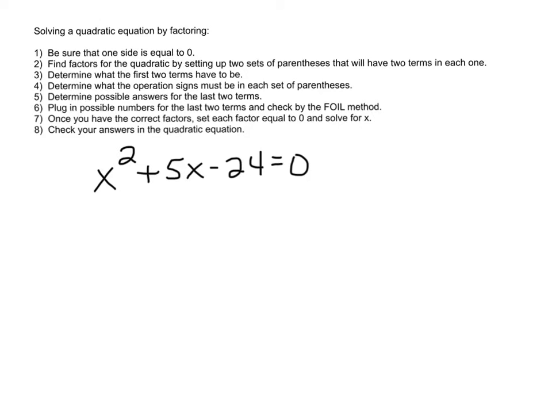Here I have the quadratic equation x squared plus 5x subtract 24 is equal to 0. I'd like you to follow the 8 steps in order to solve this. I'd like you to turn this off and start back up again when you have finished, and then you can watch me as I go through those 8 steps.